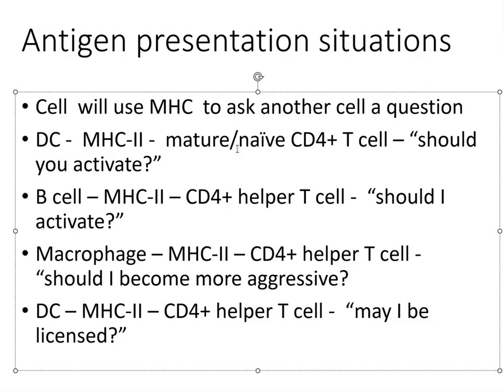If you recognize it, I will activate. If you recognize it, I will become more aggressive. If you recognize it, I will be licensed. Because in all cases, they're saying, I found this protein. Is this important enough that there's a helper T cell looking for it? So then that's MHC2. And again, MHC2 is for proteins that are brought in from the outside. MHC1 is for proteins that are made inside the cell.